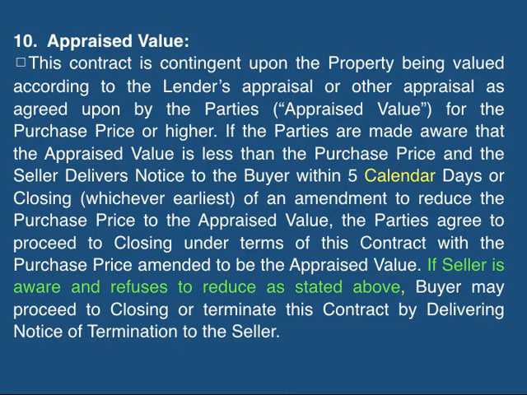It goes on to say, if the parties are made aware that the appraised value is less than the purchase price and the seller delivers notice to the buyer within 5 calendar days of the closing or closing, whichever is earliest, of an amendment to reduce the purchase price to the appraised value, the parties agree to proceed to closing under the terms of this contract with the purchase price amended to be the appraised value. What this is saying is if the parties are made aware that the appraisal came in low, it's less than the purchase price, and if the seller delivers notice to the buyer within 5 calendar days of being told that he is willing to take the lesser price, then the buyers agree to go to closing.